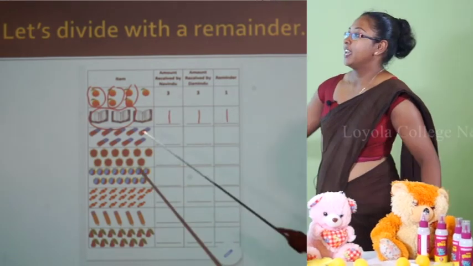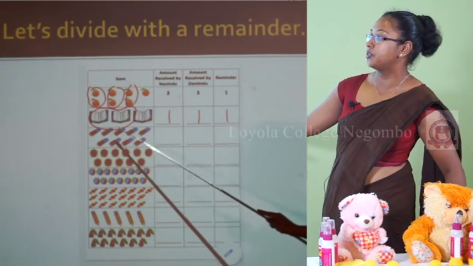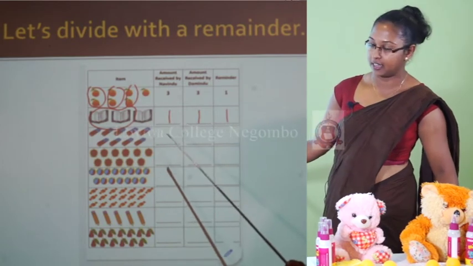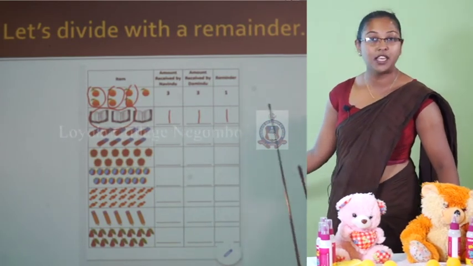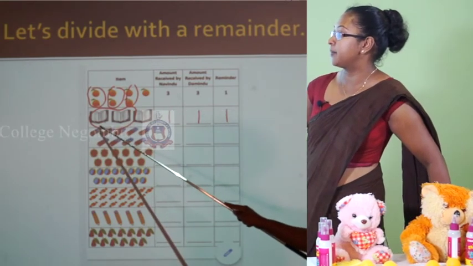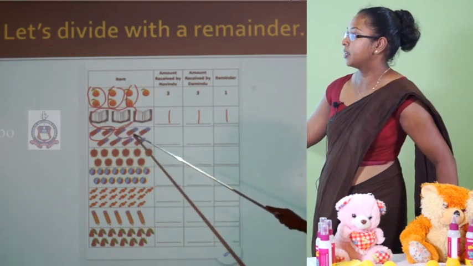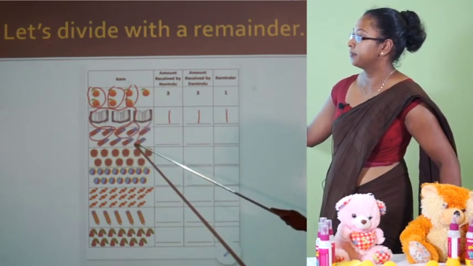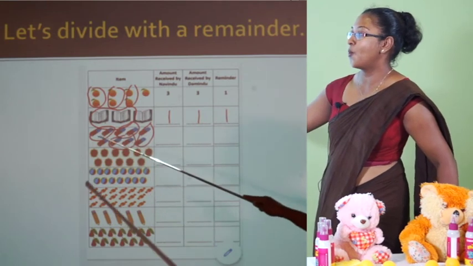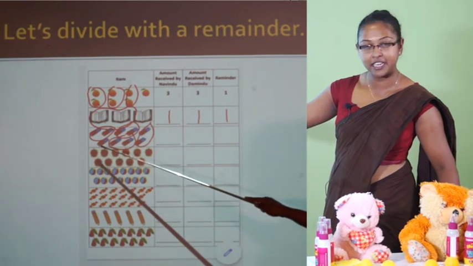Very easy. And here are some erasers there. How many are there? 1, 2, 3, 4, 5, 6, 7, 8, 9 erasers are there. Let's divide them equally among Navindu and Damindu. You can do with the teacher. Let's count. 1, 2, 3, 4, and there is 1 remaining. We can't share it with anybody, so that is the remainder.